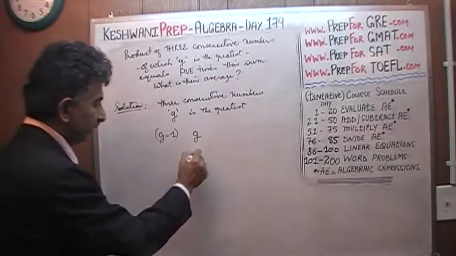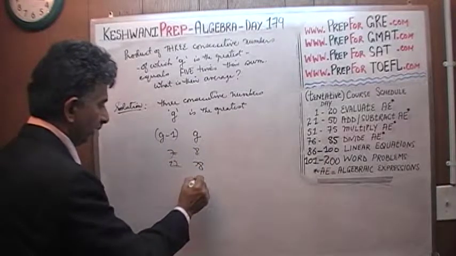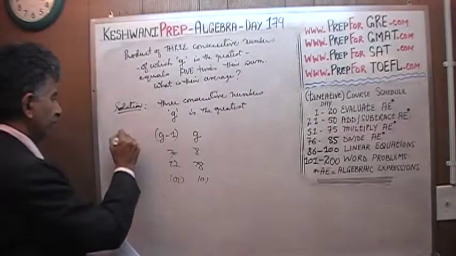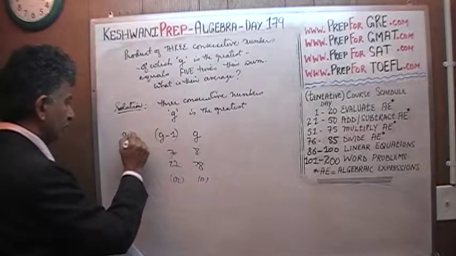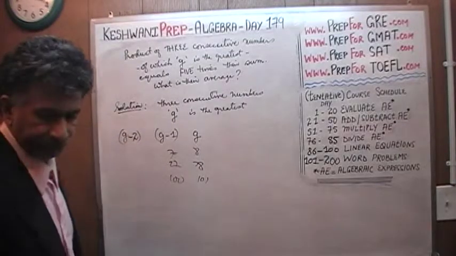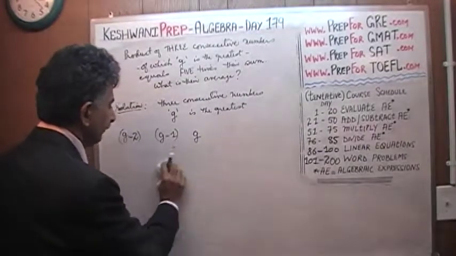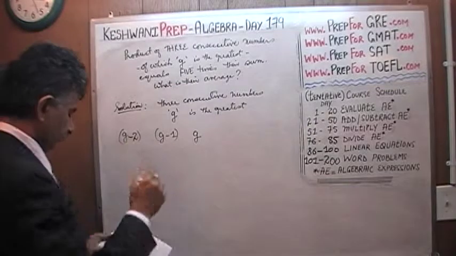If this is 8, this is 7, and so forth. If this is 28, this is 27. If this is 101, this is 100. You get the idea. And the one before this one is going to be even one less than this guy. One less than G minus 1 is G minus 2. There you go. So those are the three numbers: G, G minus 1, and G minus 2.